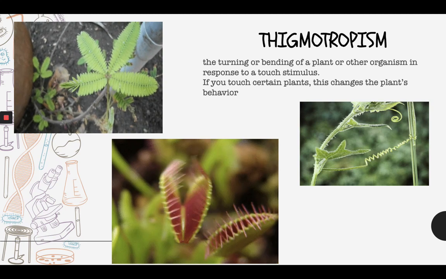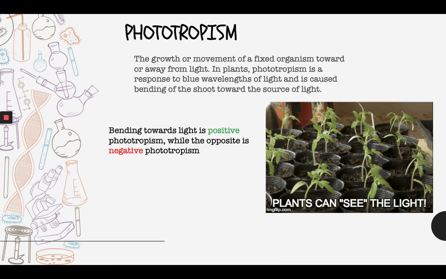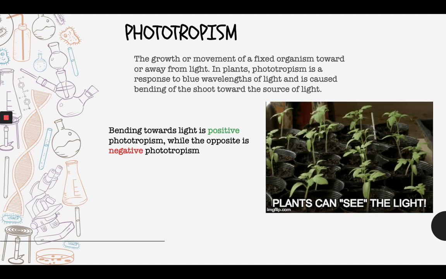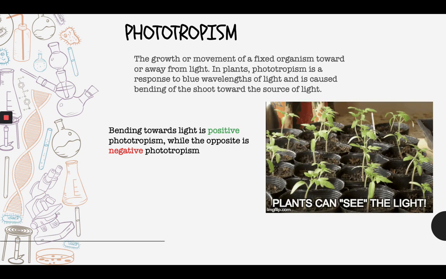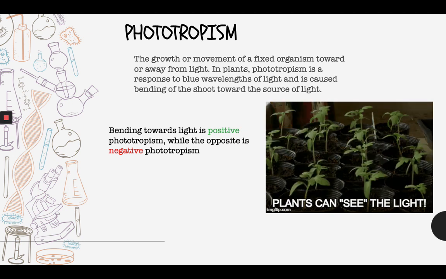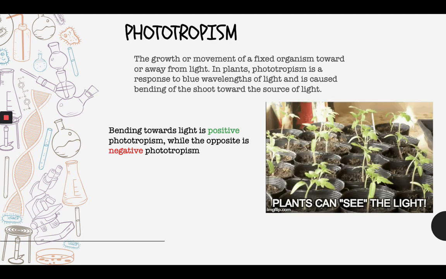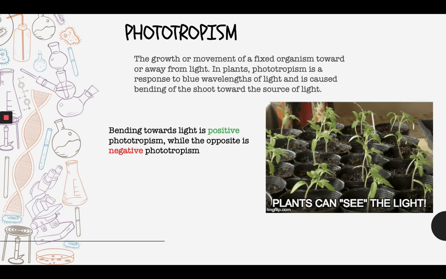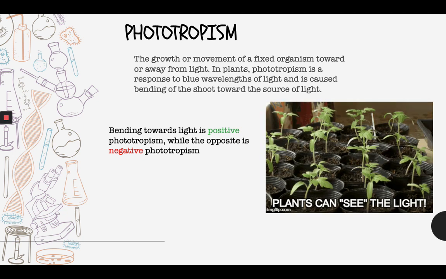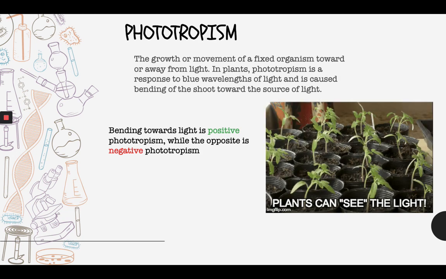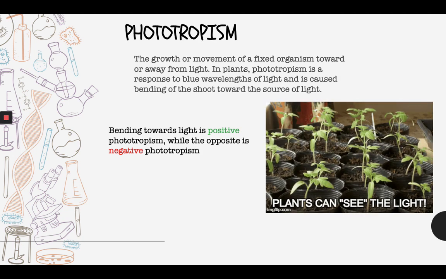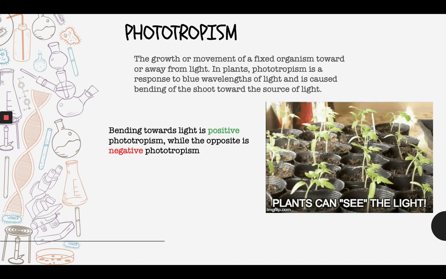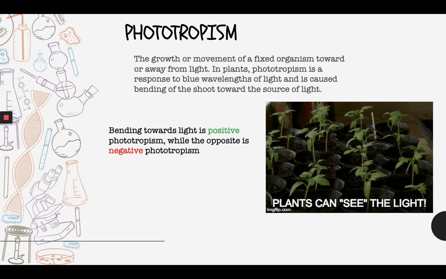We call it thigmotropism. Here, phototropism is the growth or movement of a fixed organism toward or away from the light. In plants, phototropism is a response to blue wavelengths of light and is caused by bending of the shoot toward the source of light. So bending towards light is positive phototropism, while the opposite is negative phototropism. As you see in the picture here, when the plants sense the light, they turn and bend towards the light. That is positive phototropism.